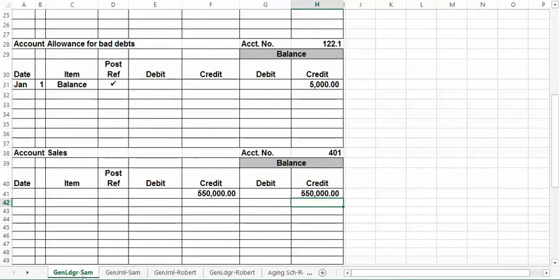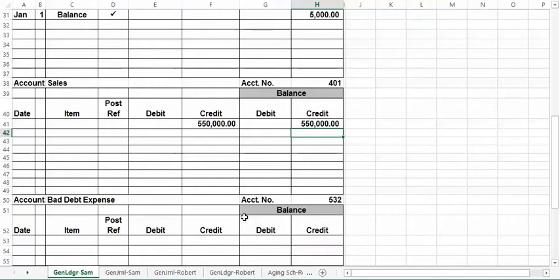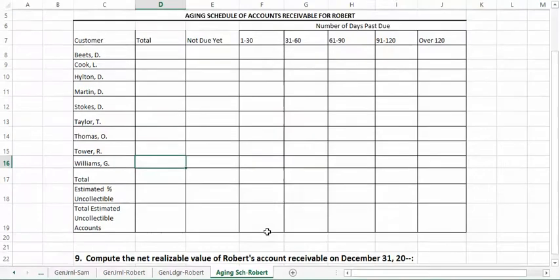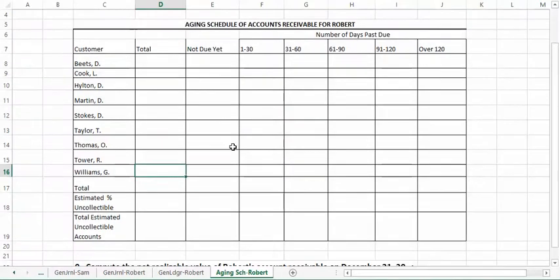Or if you're more comfortable, you could put them in the ledger first and then transfer them to the journal. Letters D through G will be the same for both Sam and Robert. The difference comes in the amount that is assumed uncollectible or would go in the bad debt expense. For Robert, you have to fill out the aging schedule first. So on the aging schedule, you are going to actually count by months, not by days.